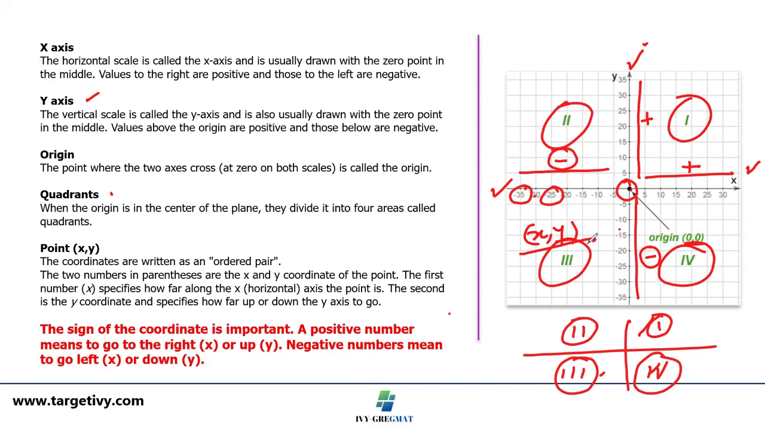That is it. The sign of the coordinate in coordinate geometry is important. A positive number must go on the right side of the x-axis and up on the y-axis. A negative number means it is on the left of x and down on y. That much. Let's understand a bit of it further. Let's draw it here.